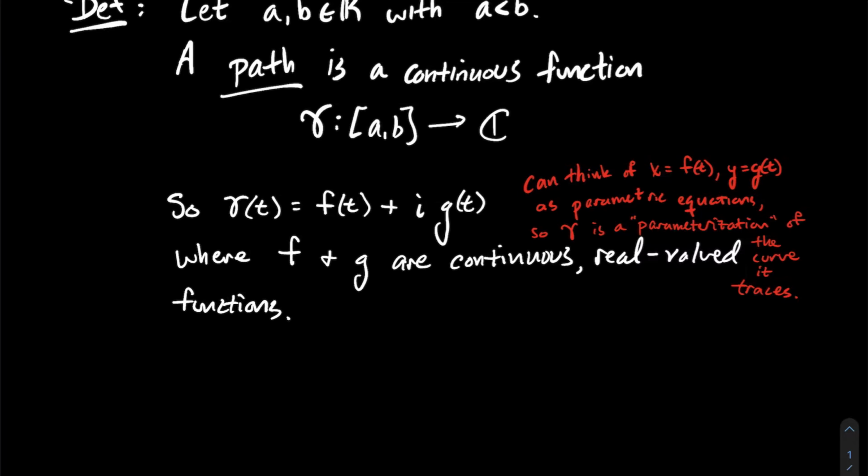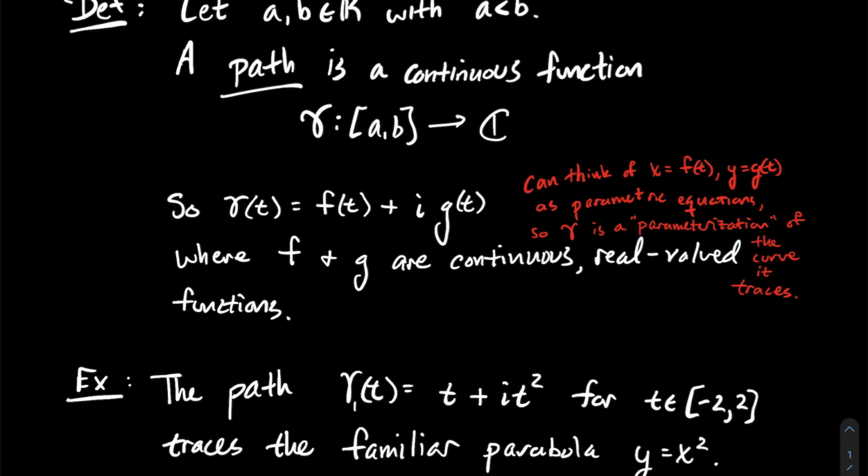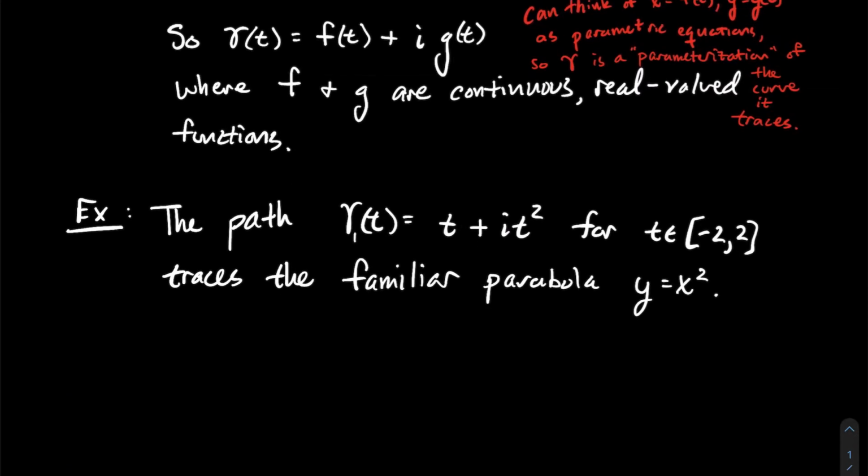Usually we'll refer to the function as gamma, and also the graph that it traces, we'll refer to that as gamma as well. So we'll kind of abuse notation there. We'll call both things, the function and its graph, gamma. So let's look at some examples.